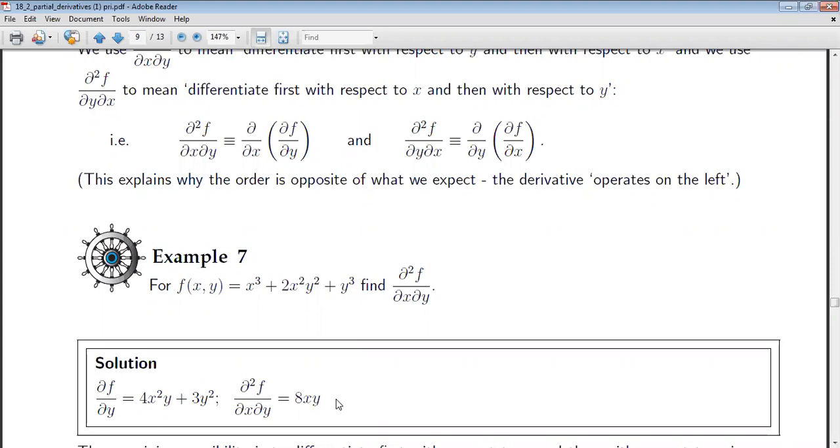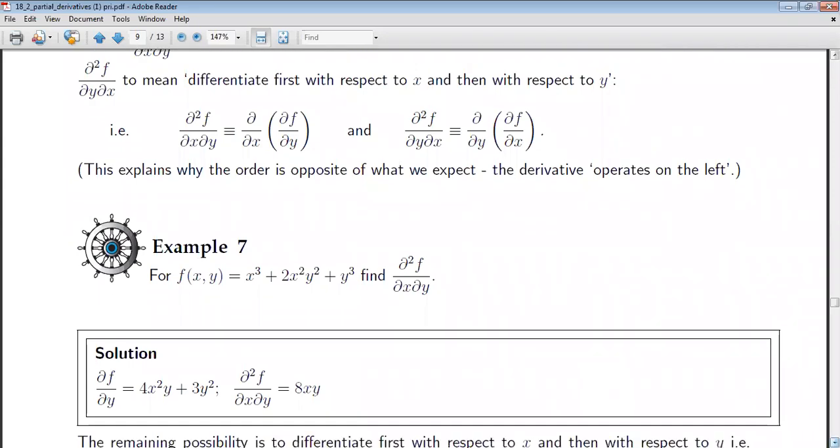For del square of del y del x, first find del f del x. Del f del x is 3x square plus 4xy square. Then the result: del square of del y del x is what? Same, 8xy. You can check. So both have the same answer. Same answer, yes, it remains the same.